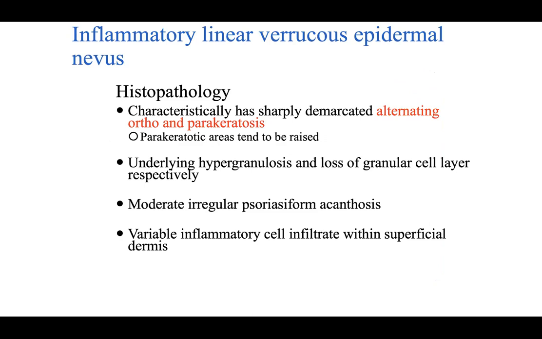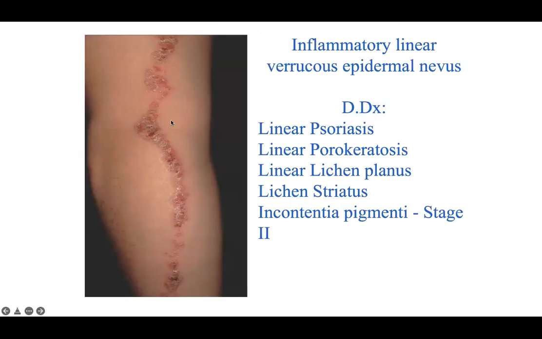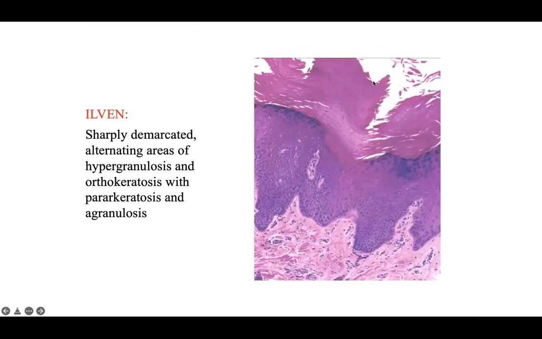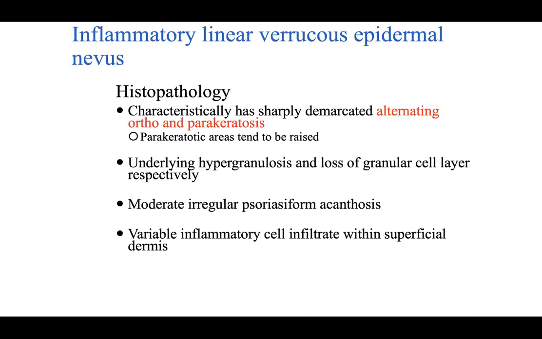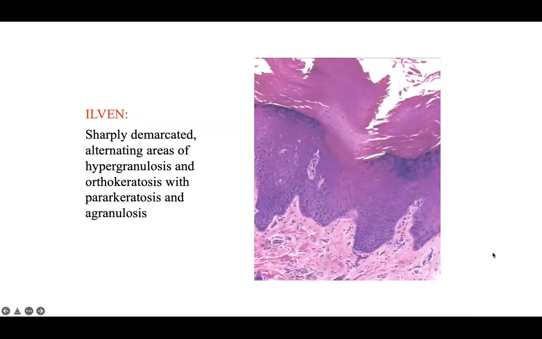The parakeratosis areas tend to be quite raised. There's underlying hypergranulosis and loss of granular cell layer, respectively. Now, if you think about the difference between clinical pityriasis rubra pilaris and clinical ILVEN, usually clinical ILVEN is more thick than PRP. So on histology, if you see this super thick parakeratosis, it's probably not going to be a classic pityriasis rubra pilaris. So you've got to look for subtle hints, and obviously you have to marry the clinical with the pathology. You can see moderate irregular psoriasiform acanthosis, which you can actually see in pityriasis rubra pilaris as well, and variable inflammatory cell infiltrate within the superficial dermis.